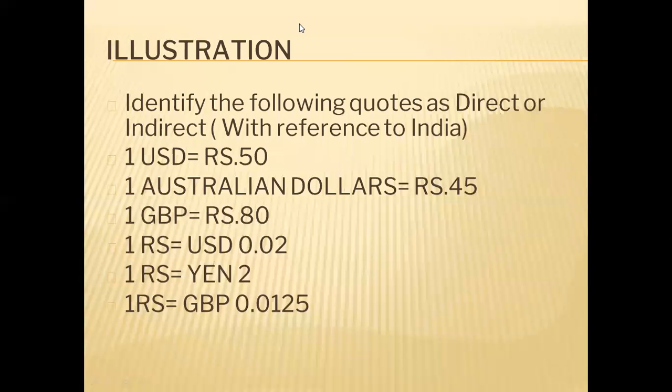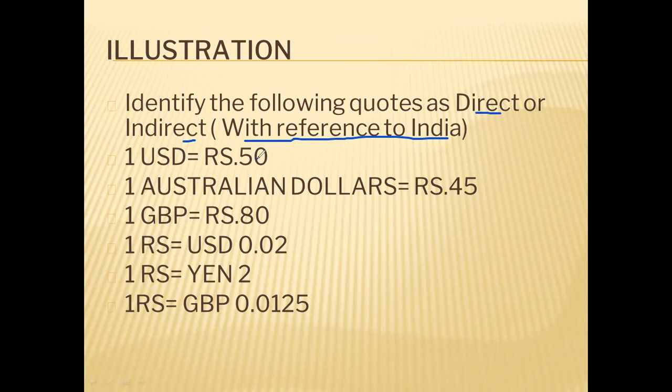Now we will take a small illustration. Identify the following quotes as direct quote or indirect quote with reference to India. From the Indian point of view, you have to say whether these quotes are direct or indirect. So what logic do you have to apply? If on the left hand side foreign currency is there and on the right hand side rupees is there, that will become a direct quote. If on the left hand side rupee is there and on the right hand side foreign currency is there, that will become an indirect quote. Now see here, 6 examples are given. You can identify whether this is a direct or indirect quote. So let us check one by one.